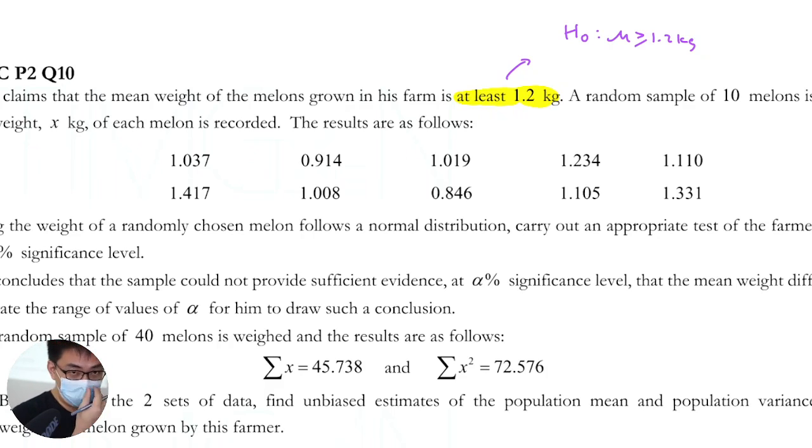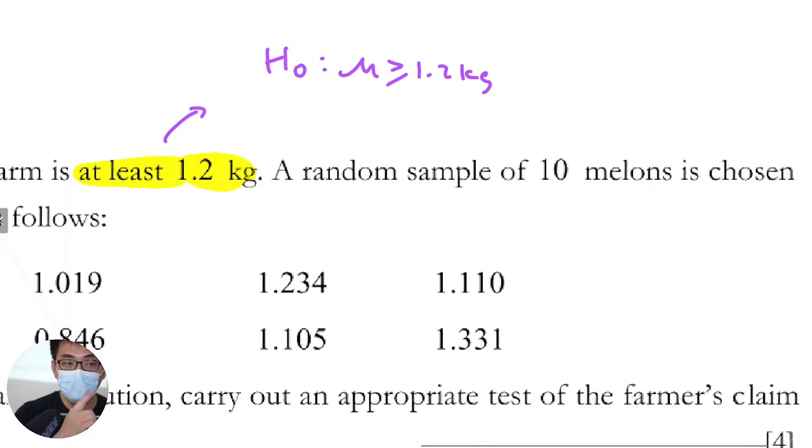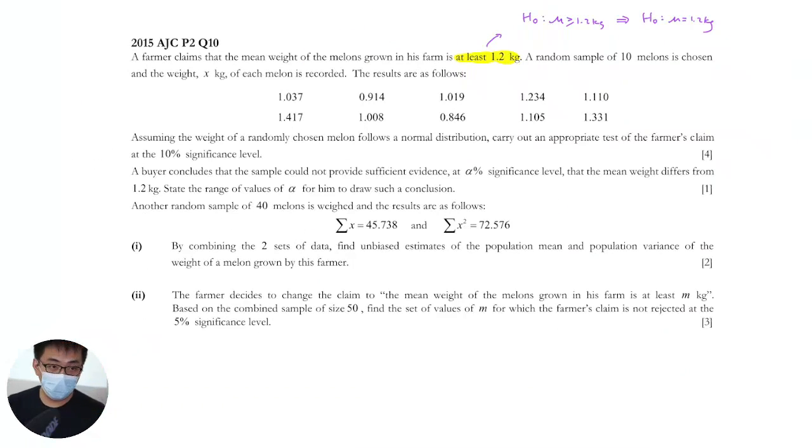Essentially, you just assume that whatever he claims, all these values here, he claims to be true. So you take the minimum. The H naught can change to mu equals 1.2 kg. Take the lower bound. You don't need to test for 1.3. If 1.2 is correct already, then you don't need to test for 1.3 and so on. So that's the whole idea there.